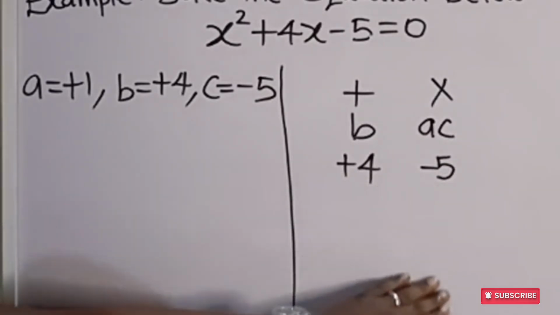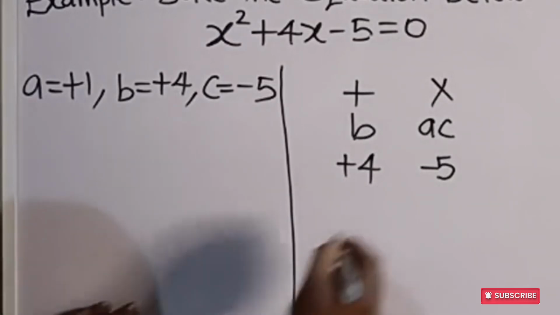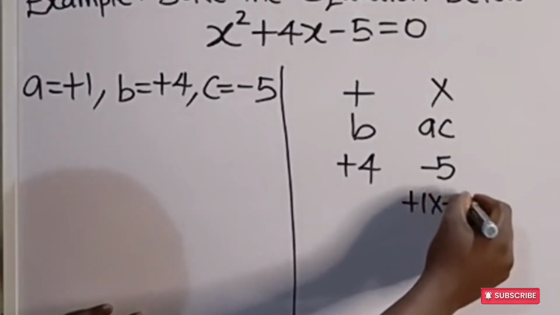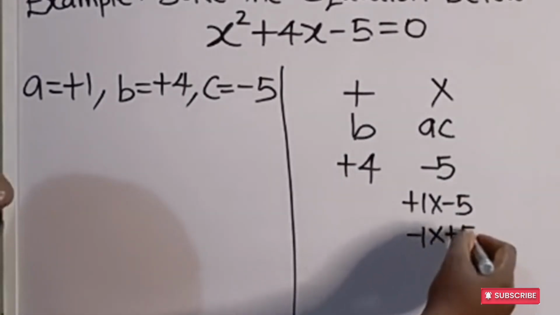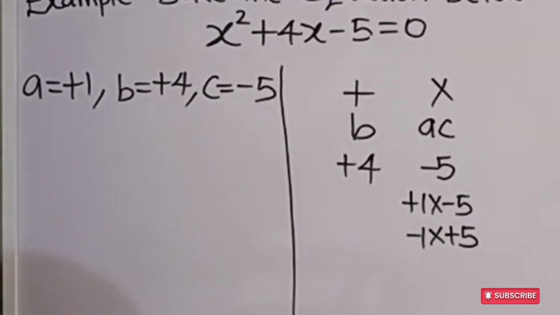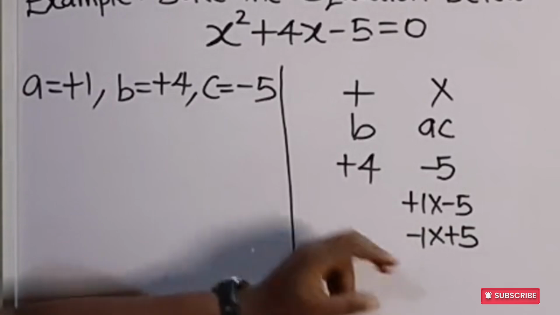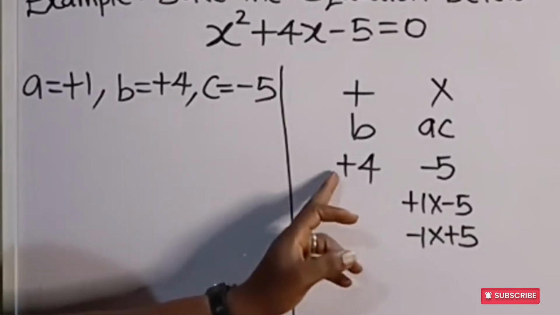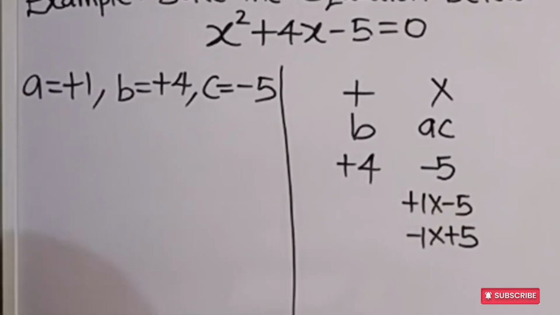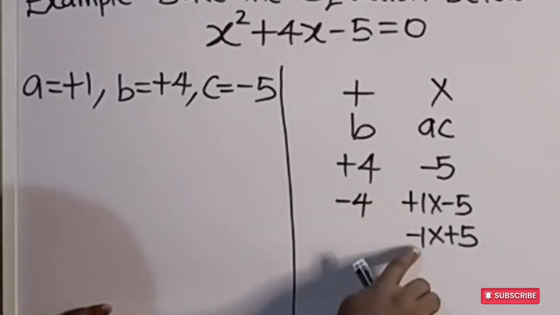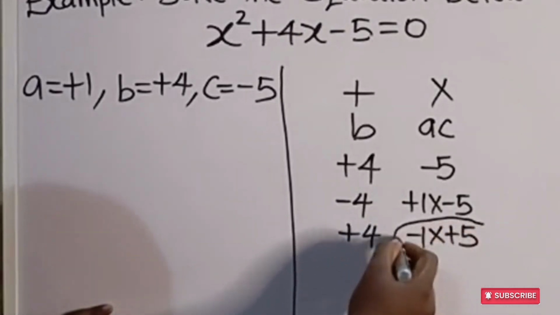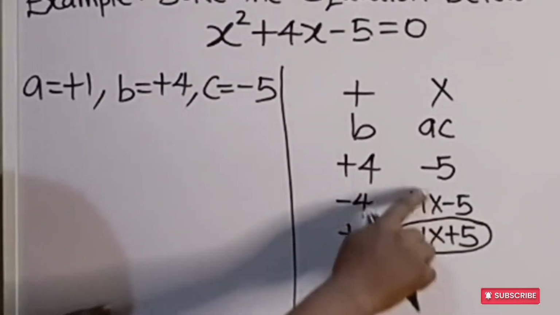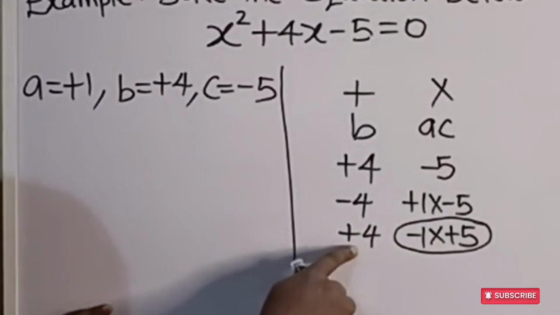So let's see the numbers that will multiply themselves to give us minus 5. We have plus 1 multiplied by minus 5. This will give us minus 5. And we have minus 1 multiplied by plus 5. These two values will multiply themselves to give us minus 5. But out of these two pairs, which one is going to add to give us plus 4? Plus 1 minus 5 is going to give us minus 4. Minus 1 plus 5 is going to give us plus 4. So that means this is the pair we are looking for, because they multiply to give us minus 5 and they add each other to give us plus 4.